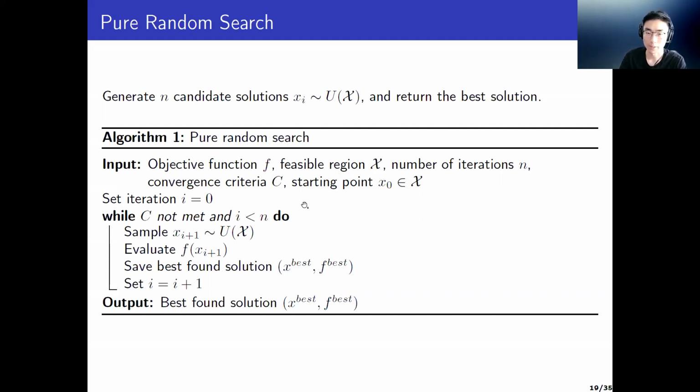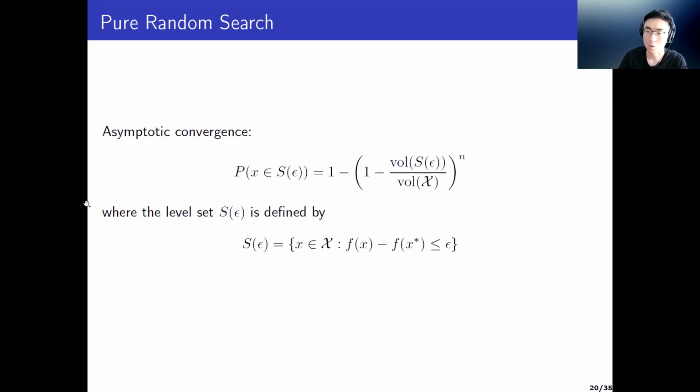For each iteration, we sample a new candidate point from the uniform distribution over the feasible region and evaluate the objective function at that point. And we save the best found solution. And this whole procedure repeats iteratively. So despite its simplicity, pure random search offers an asymptotic convergence guarantee in a probabilistic sense.